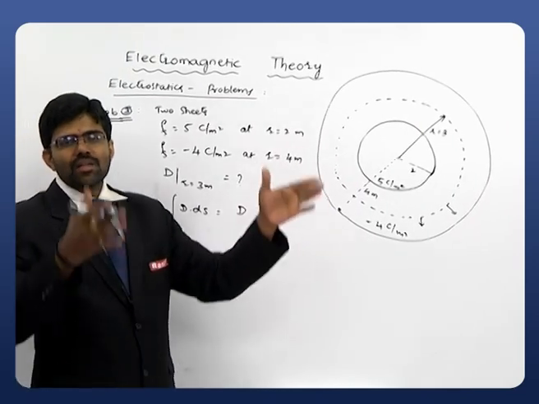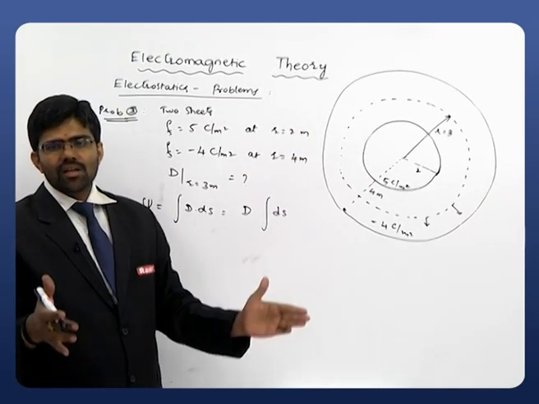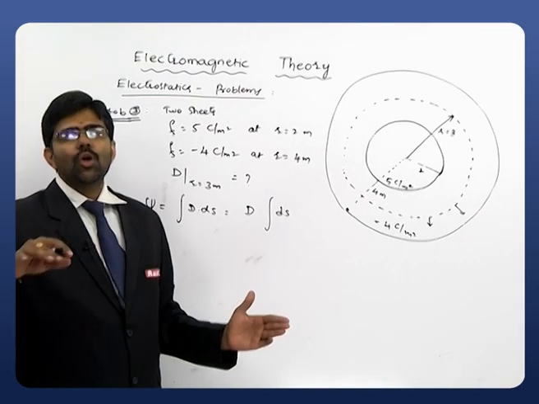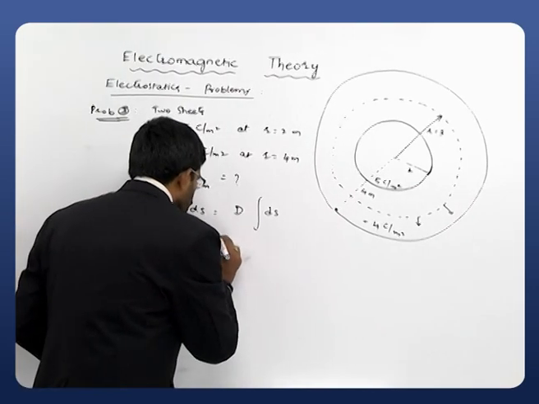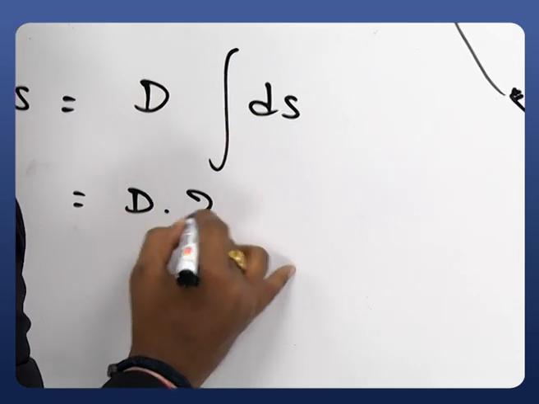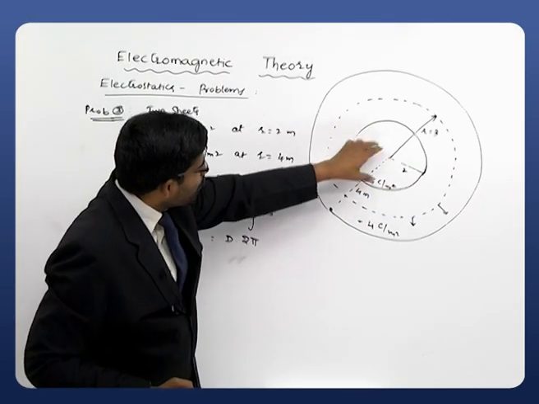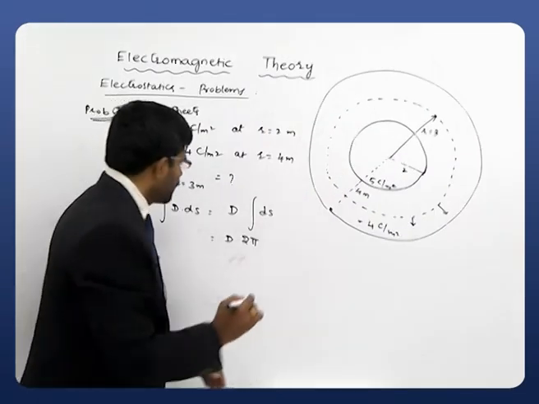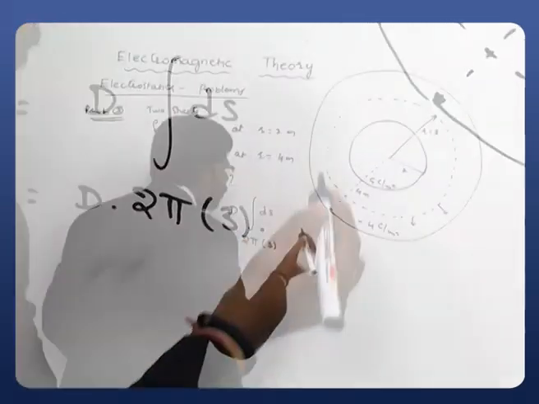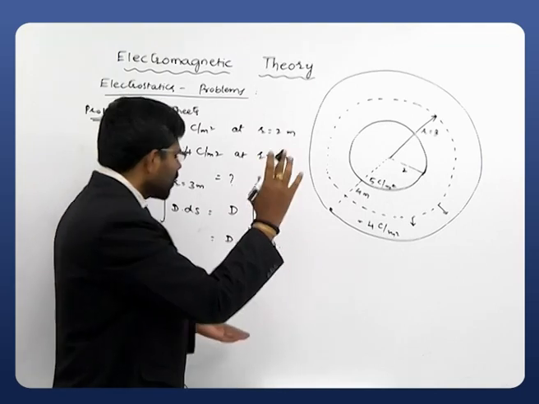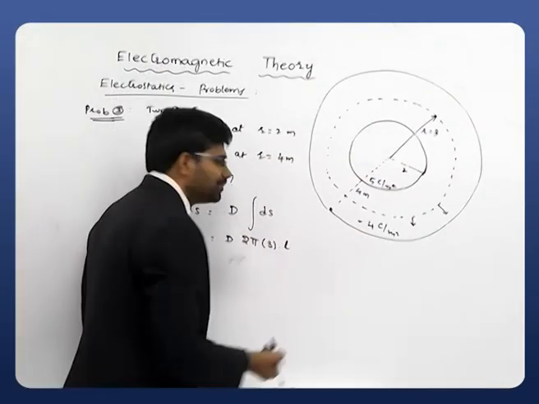So, what is the surface area of any cylinder? The surface area of any cylinder for the curved surface is 2 pi rho L. So, which is equal to D times 2 pi rho, where rho is nothing but the radius. What is the radius up to this part? It is 3 meter radius. 2 pi into 3, we don't know what is the length of the cylinder, so don't bother about that, just write down that one as L.